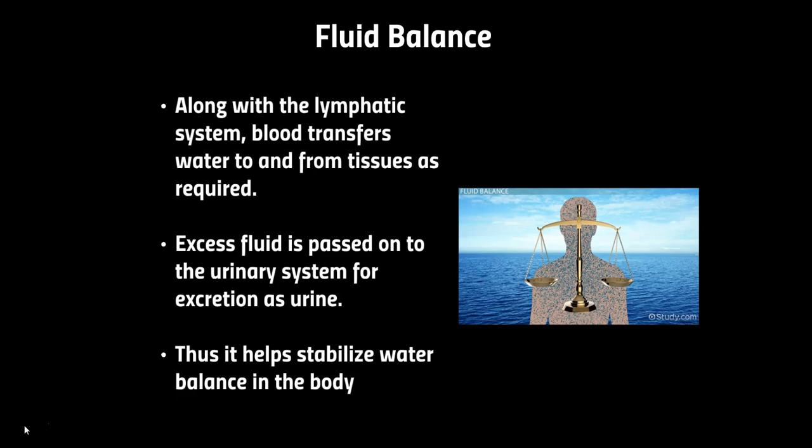If we were to consume a large amount of fluid all at once and that was to enter the bloodstream very quickly, then the body would try to achieve homeostatic fluid balance again by removing the excess fluid. The blood would carry the additional fluid to the urinary system, to the kidneys, which would pass it on as urine down into the bladder, and of course we'd pee it out, and thus we would stabilise the water content and balance within the body.